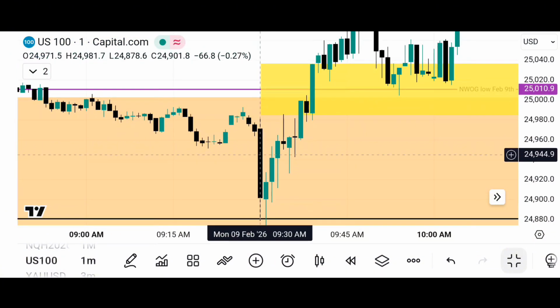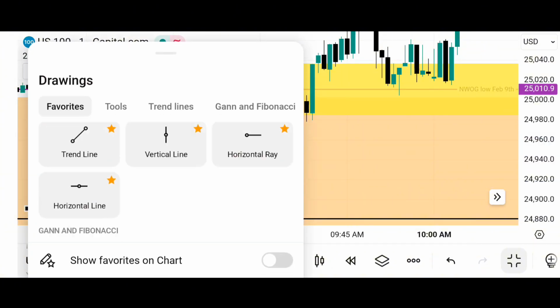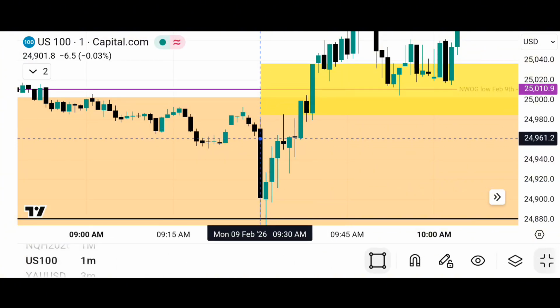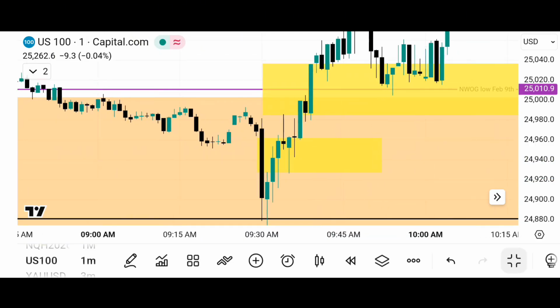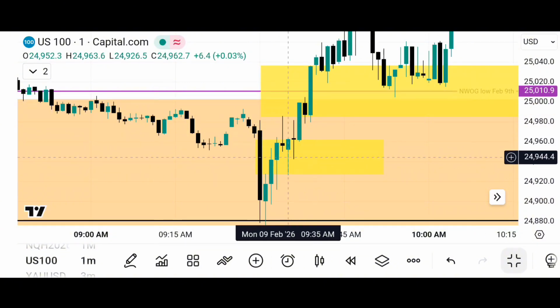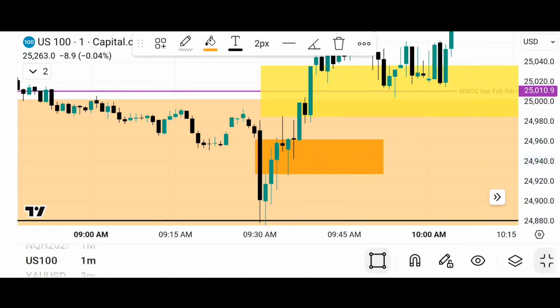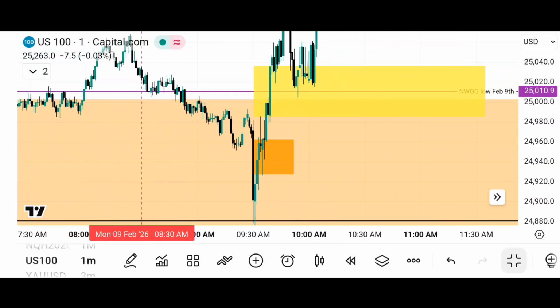See this gap right here, this CB. Okay, this is a fair value gap. But now since price is rallying up, it's acting as an inversion fair value gap. So this is actually a bearish fair value gap. But now, since price is running up, I'll make it orange. Okay, this will be acting as an inversion fair value gap.